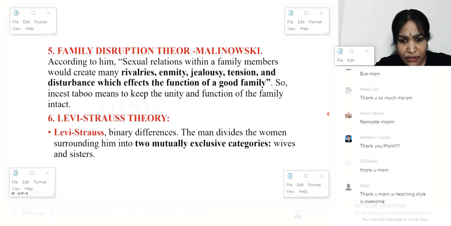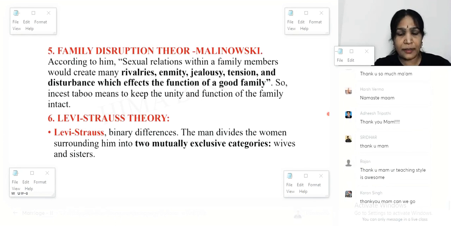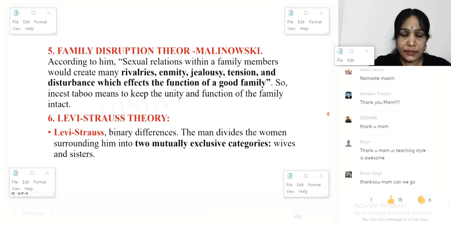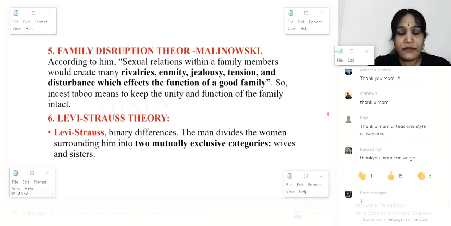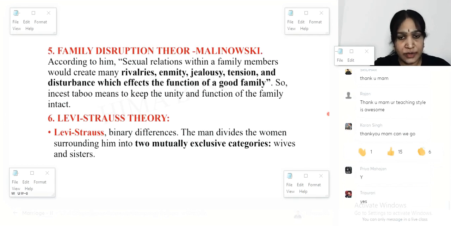A student asks: parallel cousins can't marry, but we have marriages like matrilateral parallel cousins. Those again depend on the culture. For example, in Islam, parallel cousin marriages are permitted. In some tribal societies, parallel cousin marriages are permitted. Whether a particular form of marriage is permitted or not depends on the culture and the society.